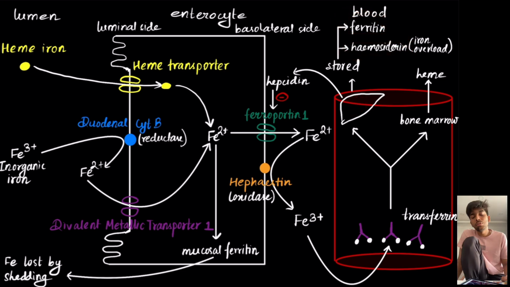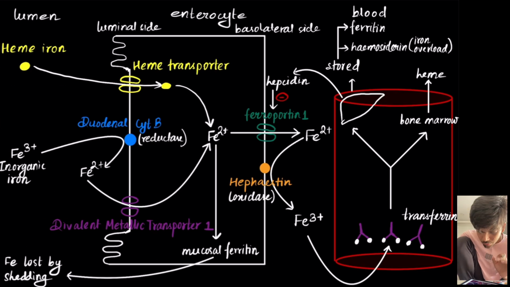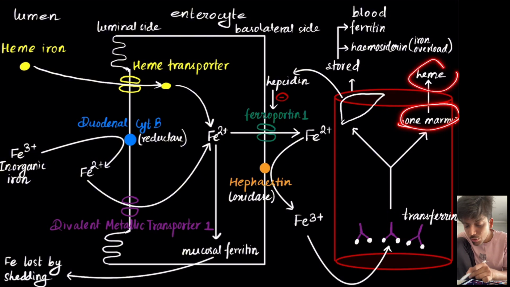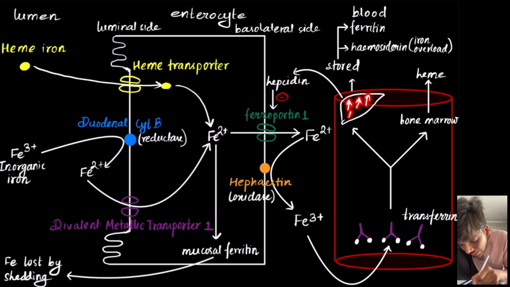Okay, now let me show you the same thing in the diagram given in your Robbins. Wait, before that, one small thing. So finally, iron reaches your blood. Through blood, it is sent to different parts of the body where it gets utilized, and the excess gets stored. As the storage form of iron increases, what has happened? See, the blood is saturated with iron. The blood has enough iron.